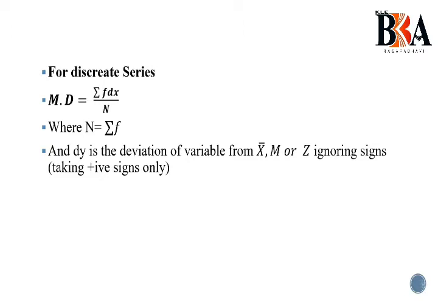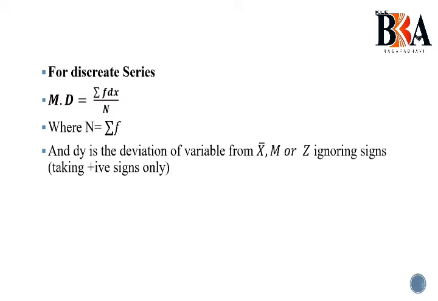Mean deviation equals sigma f dx divided by n, where n is sigma f, that is the frequency. And dx is the deviation of the variable from the mean, median, or mode, ignoring signs, taking positive signs only. As I said in previous classes, we have to completely avoid the plus or minus signs in mean deviation problems. It is the same for discrete series and continuous series.